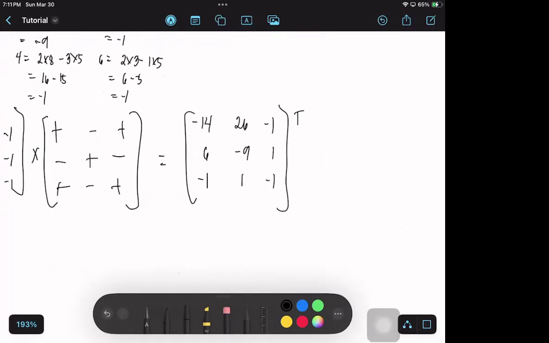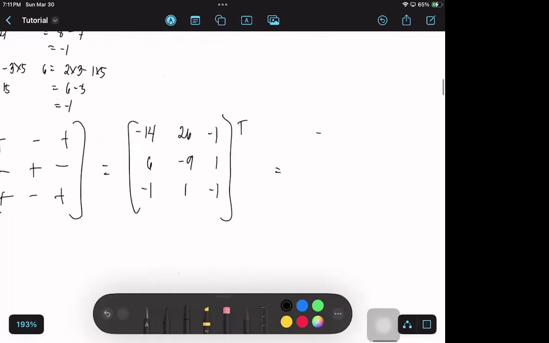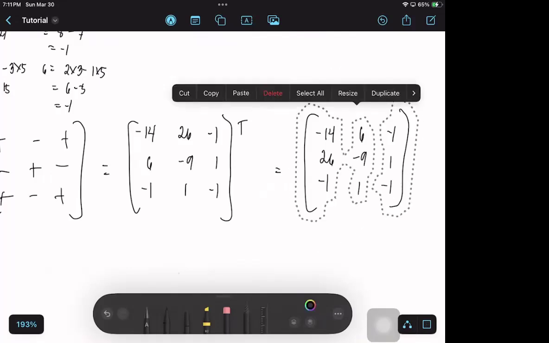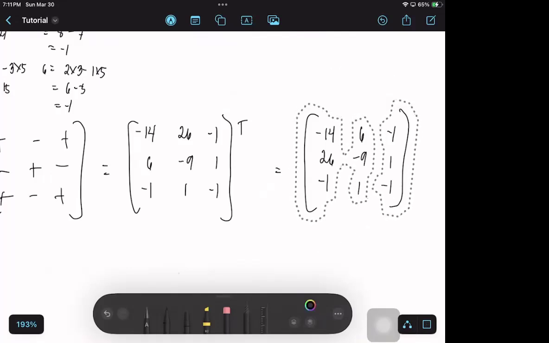we will begin to transpose this and that will be the adjoint. So the adjoint will be negative 14, 26, then negative 1 because it will become the first column, and 6, negative 9, 1, then negative 1, 1, negative 1. So this will be the adjoint already right now. So let me just copy this so that we could calculate the inverse already.